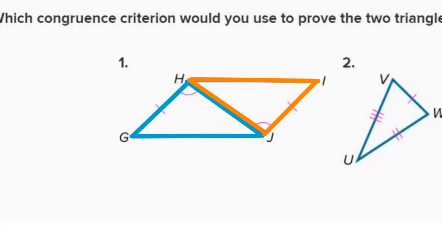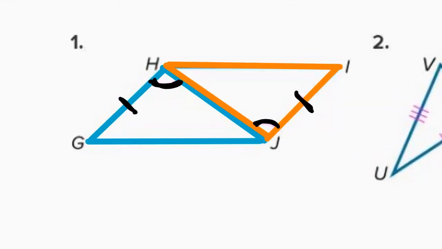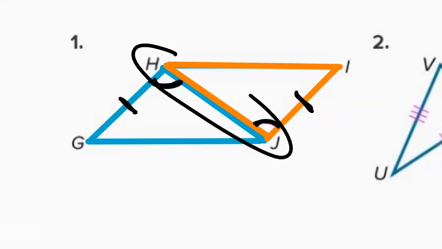I've got one side right here. Has anything else been marked for us? One angle. This angle here is congruent to this angle here. What's the minimum number of pieces that I need to be corresponding congruent parts? I need 3. I only have 2 right now. I want you to look very carefully right here.